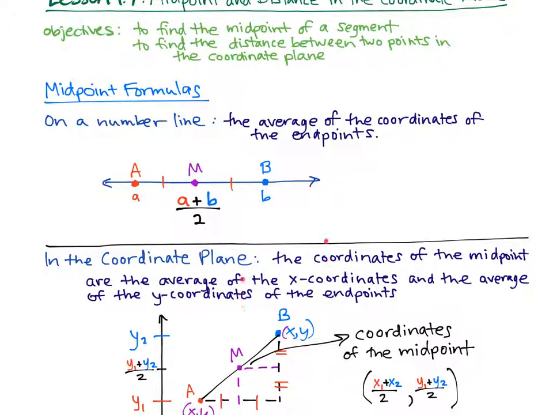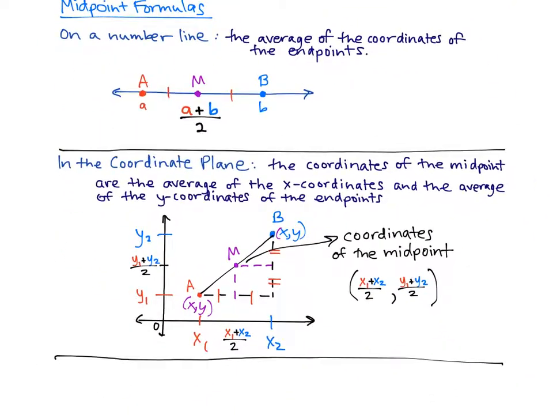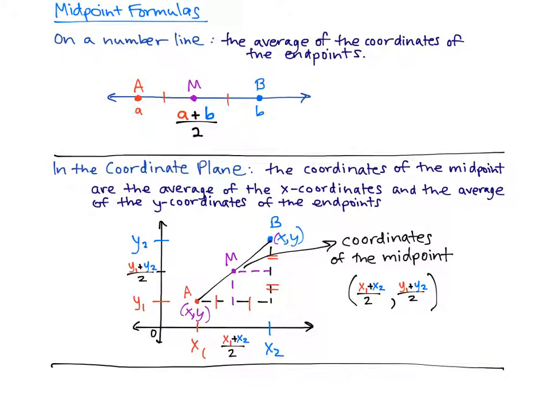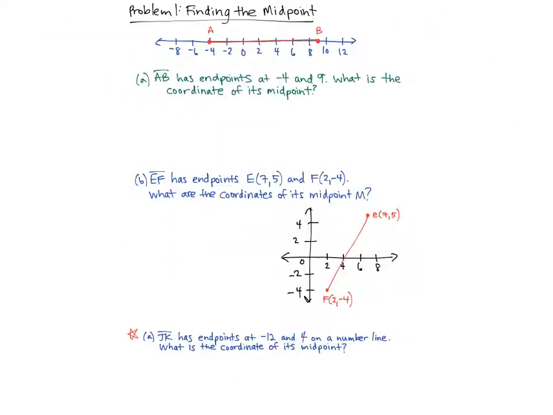And then in a coordinate plane, it's going to be a little bit more complicated, but not too bad, right? In the coordinate plane, there are two coordinates, an x-coordinate and a y-coordinate. If you have an endpoint with an x and y coordinate at one endpoint and another x and y coordinate at the other point, the coordinates of the midpoint are just going to be the average. The first coordinate is going to be the average of your x coordinates, and the second coordinate is going to be the average of your y coordinates. So actually, not too bad. Let's see this in action on the slide.